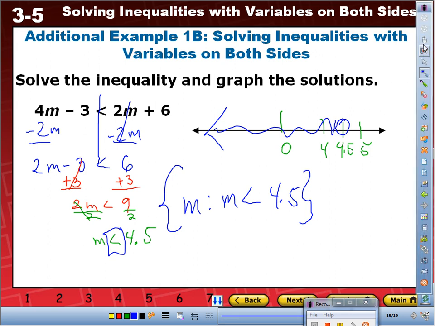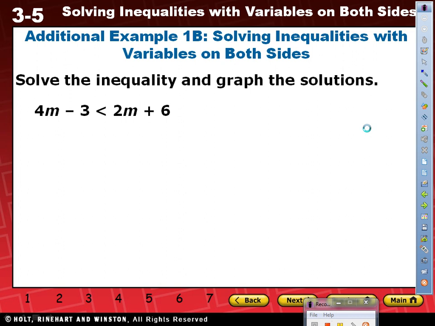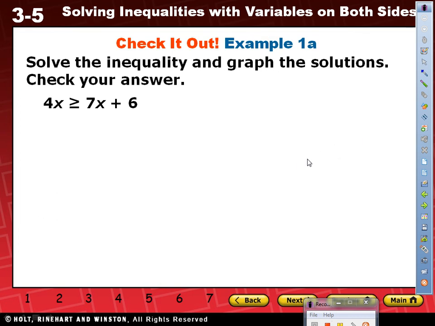Do this one by yourself. See how you do. Copy this one: 4x greater than or equal to 7x plus 6. You should be able to do that one by yourself. It's like the first one we did. Go.